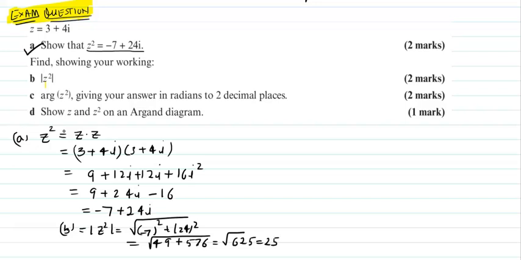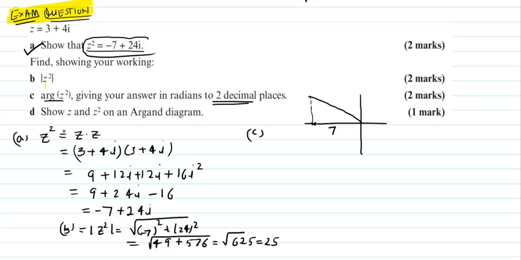Okay. Now then they are saying C part, argument z square, giving your answer to 2 decimal places. So this is the detail they want. So argument z square. So our z square is minus 7 plus 24i. So let's see in which quadrant it is. So minus 7 should be here. Okay. And plus 24i, it should be here. Is that fine? Yeah.